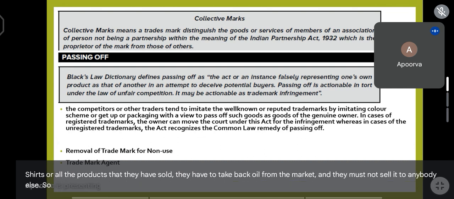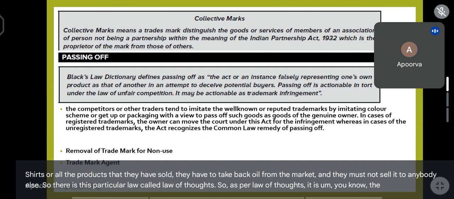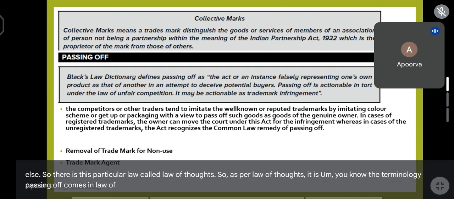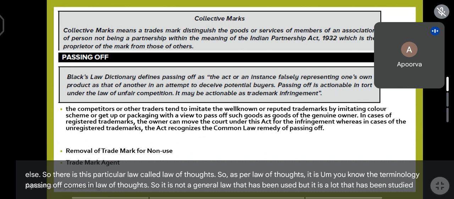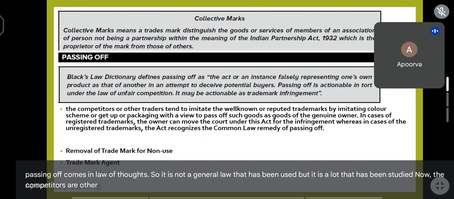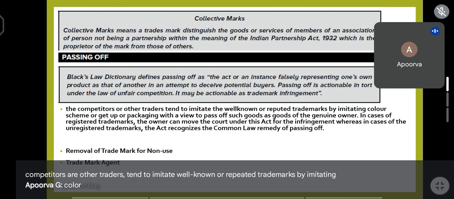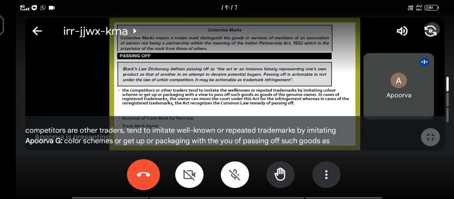So there is this particular law called the law of torts. As per the law of torts, the terminology passing off comes in the law of torts. So it is not a general law that has been used, but it is a law that has been studied. Now, competitors or other traders tend to imitate well-known or reputed trademarks by imitating color schemes, get-up or packaging with a view to passing off such goods as goods of a genuine owner.